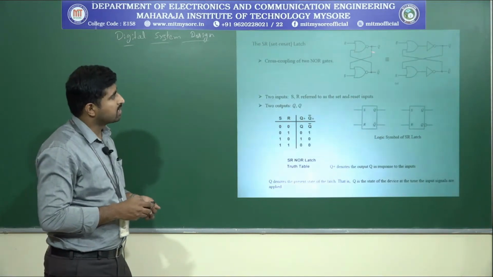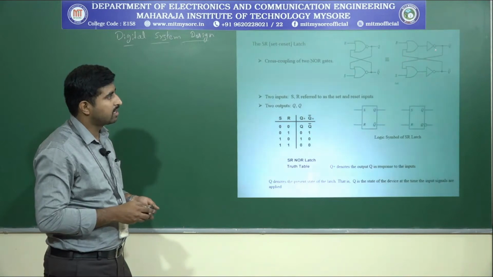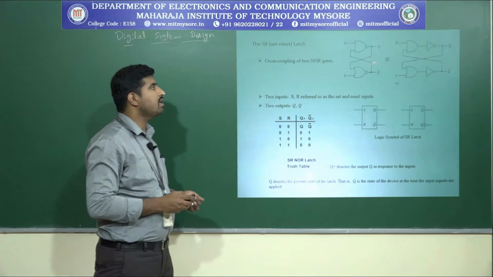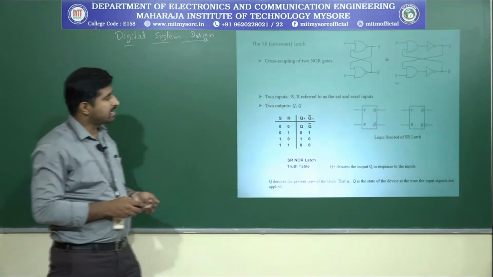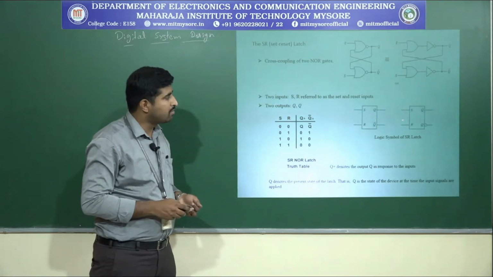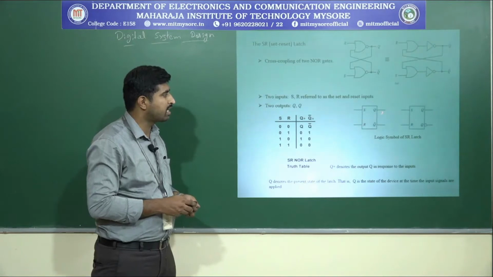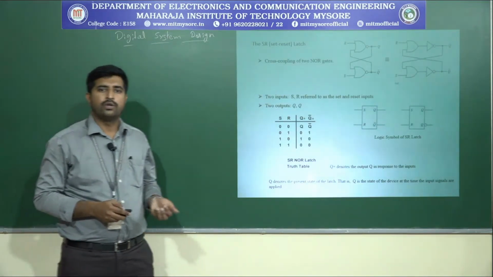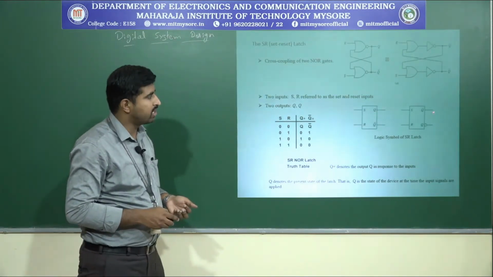This can be drawn using NOR gates, or even in this way, using NOT. So this is the logic circuit diagram of the SR latch, and this diagram will give the logic symbol of the SR latch. The logic symbol consists of two inputs and two outputs. The two outputs are Q and Q bar, and the two inputs are S and R. You can represent it like this or even like this.